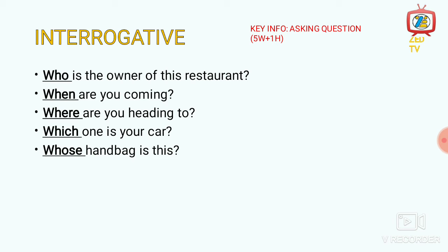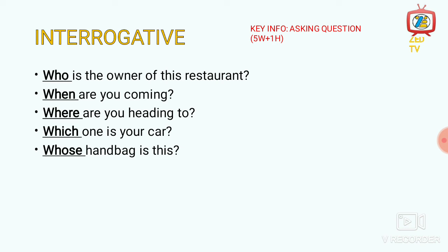In the example, who is the owner of this restaurant? Right? When are you coming? Where are you heading to? Which one is your car? Whose handbag is this? So those are the WH questions, right? As in 5W and 1H.